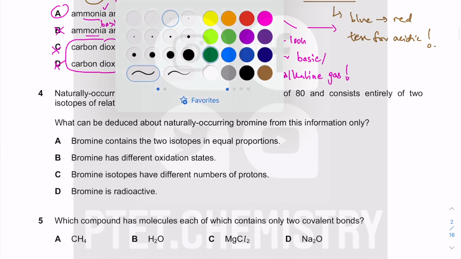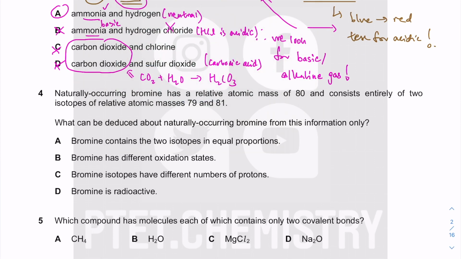Question 4. We have naturally occurring bromine. The relative atomic mass is an average mass. The average mass is 80, but there are only two isotope masses, 79 and 81. So when you have bromine-79 and bromine-81, the average mass, the Ar, is 80, exactly in between.